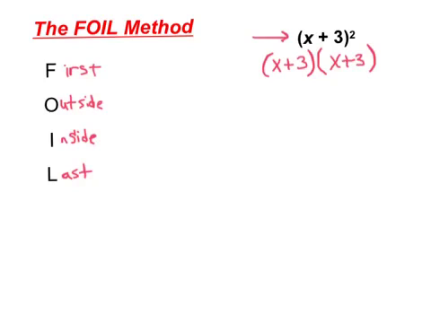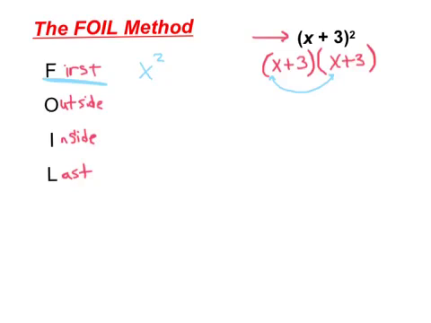Now I want to use my FOIL method, which tells me that I first need to do the first set of terms. First set of terms is basically the first two. So we have x times x. And this whole time we're using multiplication. So my first set of terms gives me x squared.